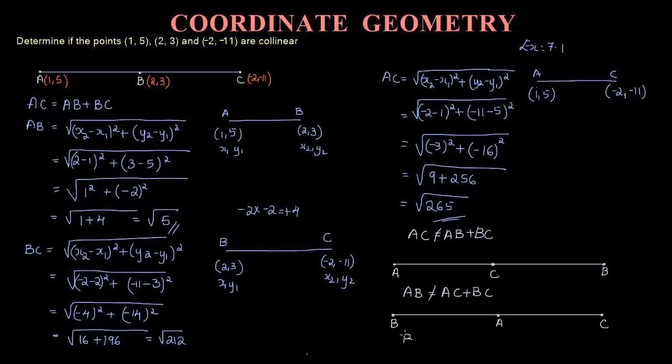Total length is here BC. So BC should be equal to the sum of the other two small parts, that is AB plus AC. Right. Now let us check AB plus AC. So AB is root 5 and AC is root 265. We cannot add this, and anyways it is not going to be equal to root of 212. So this condition is also not getting satisfied. Therefore these points are not collinear.